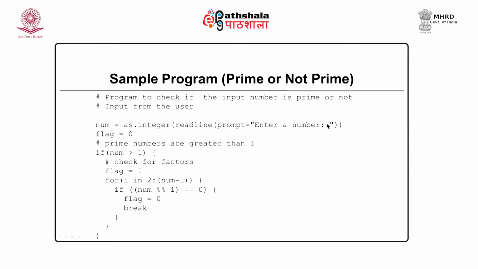Whatever number is entered will be read by the R environment. So, there is a readline function. The readline will read the value of the number in your R environment. Again, the number has to be converted to an integer if we want to process it. So, there is as.integer which will convert whatever is entered into an integer, and it will be stored in the num variable. For simplicity, we take another variable flag, that is 0.